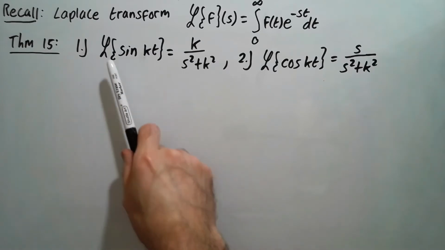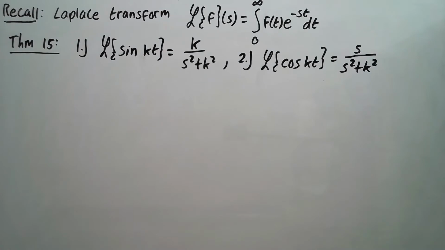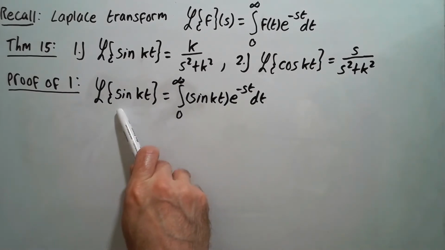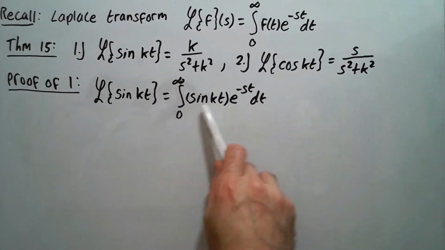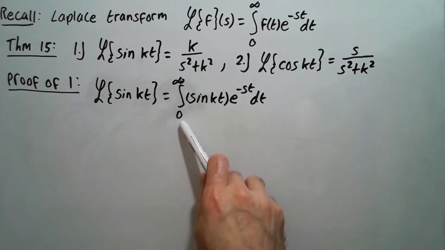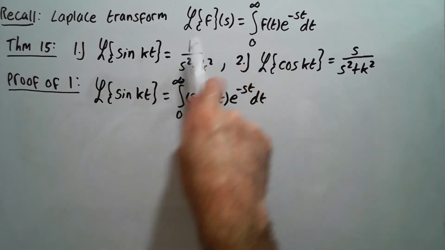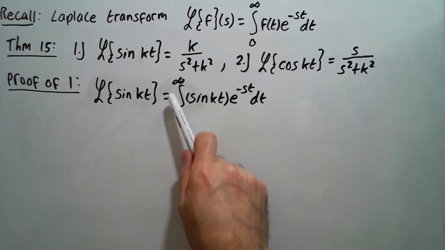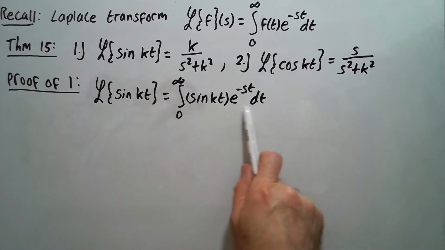Okay, so let's write the definition of the Laplace transform of sine first. Here's my Laplace transform of sine. I'm putting sine of kt in place of f up here. So it'll be the integral from 0 to infinity of sine kt e to the minus st. Notice here I'm leaving off the s on these guys just for ease of notation, but it should be there. Okay, so we have to integrate this now.